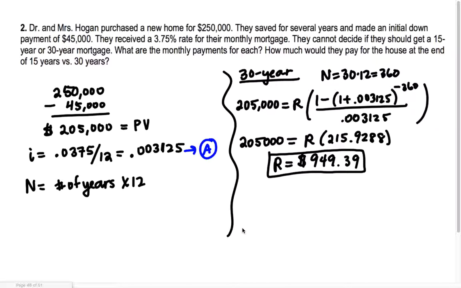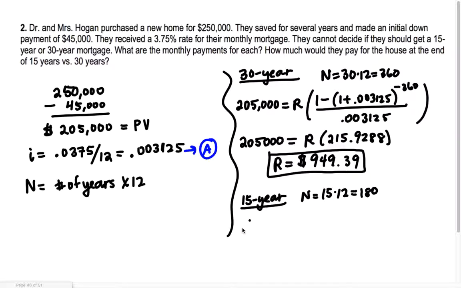All right, let's compare 15-year. Same thing, but now our n is going to be... not 30 times 15. What am I saying? 15 times 12. I was like, why do I have this as bigger than my other payments? So 15 times 12, what is that? 180? Yeah, that makes sense.